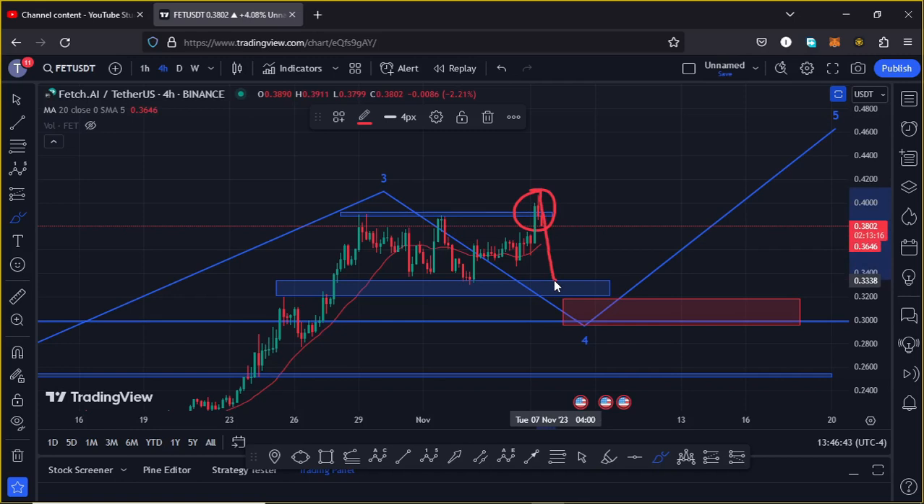And as long as you are holding above that, we can still expect another massive push to the upside, breaking above the $0.39 mark and possibly getting above the $0.43 mark.